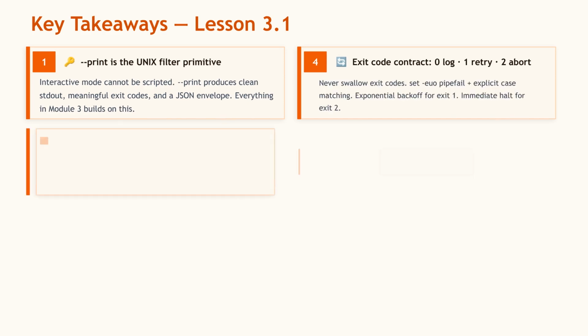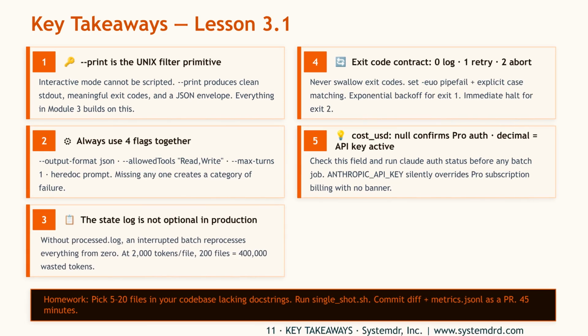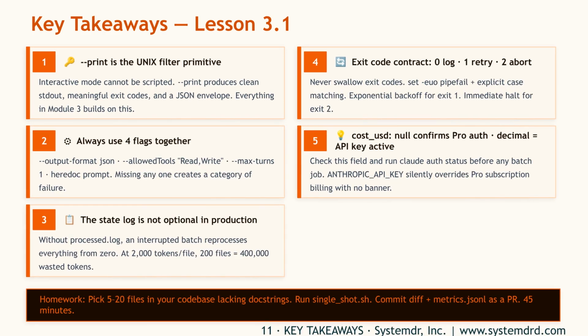5 principles. These are the decision heuristics. What I want you to still know in 6 months. 01. --print is the UNIX filter primitive. Interactive mode was built for humans. --print was built for programs. Once you have this distinction, every automation decision downstream becomes clear.